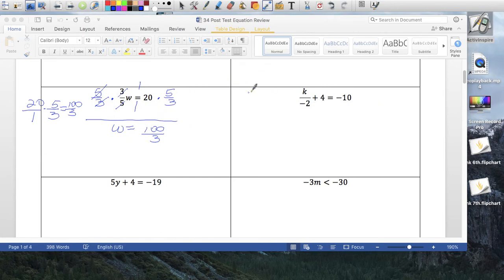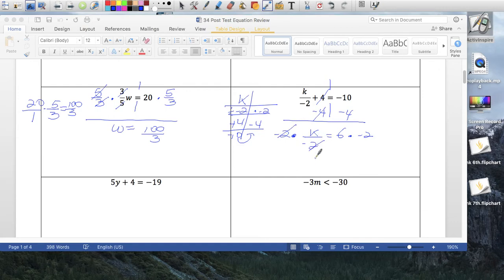Here, it's k divided by negative 2 plus 4, minus 10 minus 4 times negative 2. So, first thing I do, minus 4, this k over negative 2 equals 10 minus 4 is 6. Then I'm going to multiply that by negative 2, multiply times negative 2 times negative 2. This and this crosses out. K equals negative 12. And you can substitute here. This one you can check.